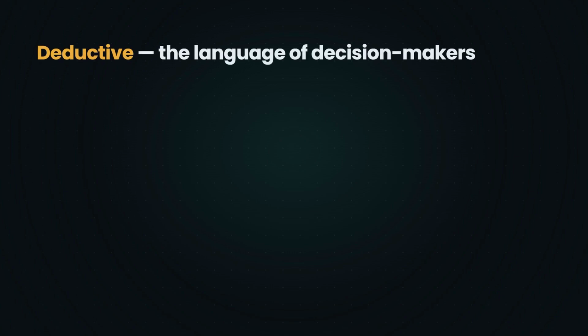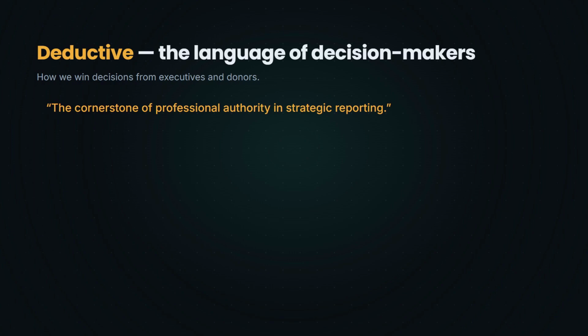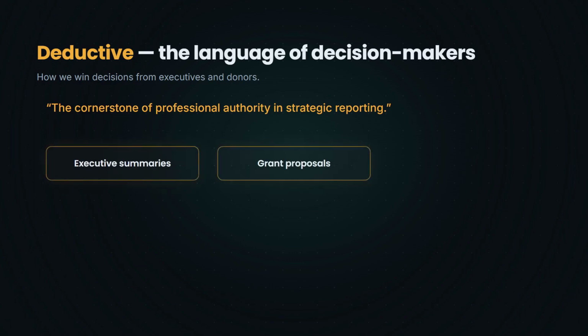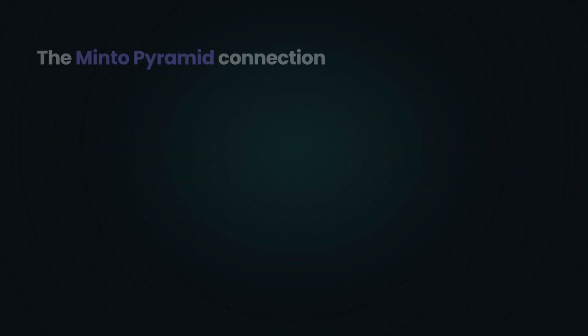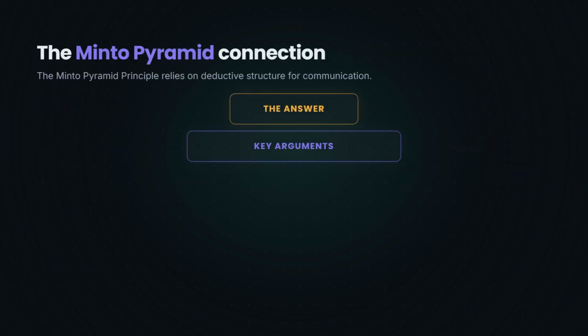Deductive reasoning, the language of decision makers. Deductive is how we communicate decisions to executives and donors. It's what executive summaries, proposals, and advocacy papers rely on. This aligns with the pyramid principle.